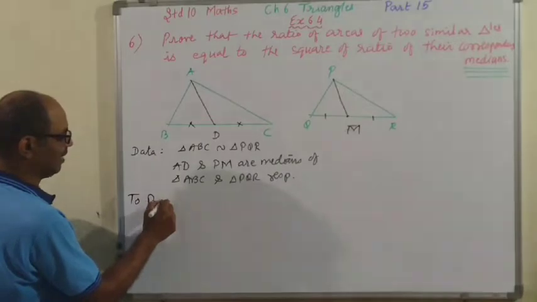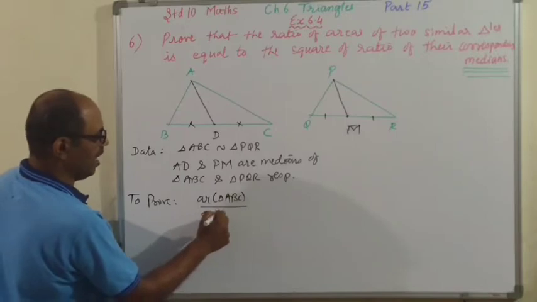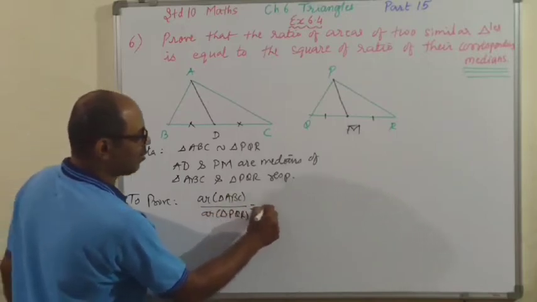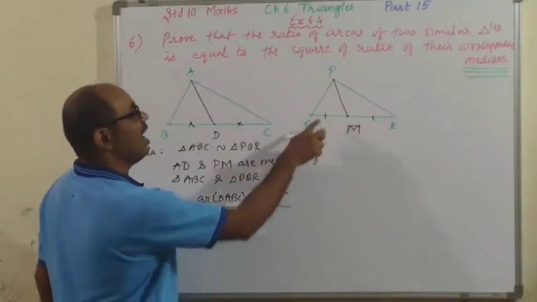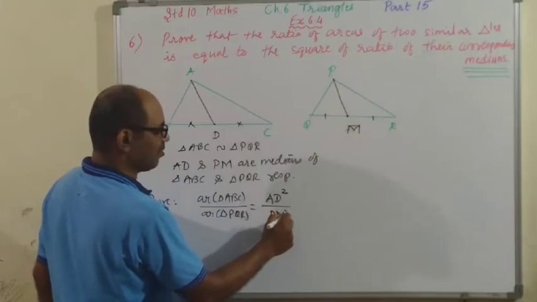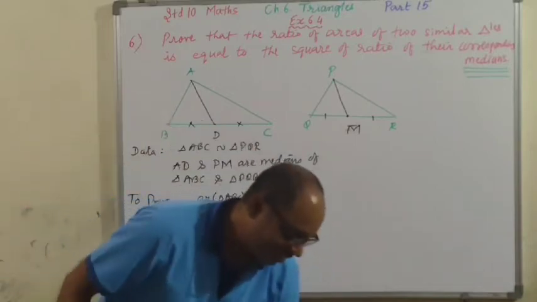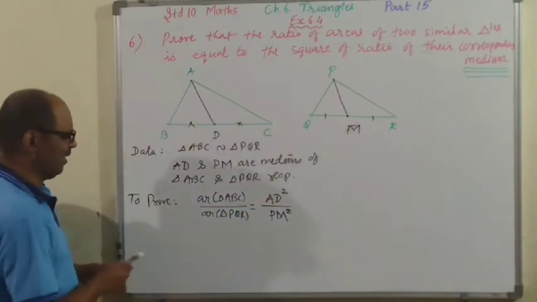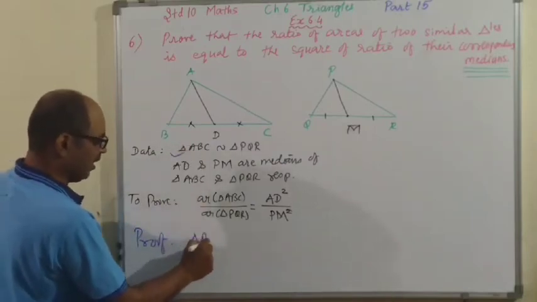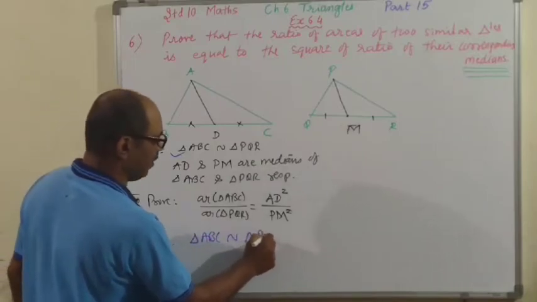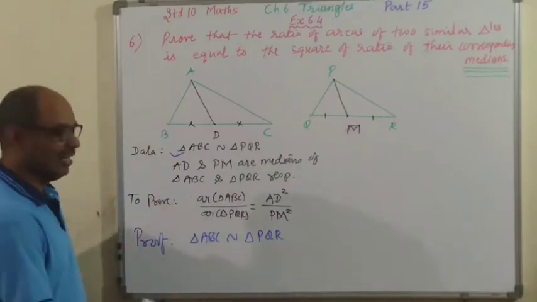Now to prove is very clear, children. Area of triangle ABC upon area of triangle PQR is equal to square of median of triangle ABC, that is AD square, and corresponding median is PM square. This is what you need to prove. Children, आसान है. Actually, we have already done this. Proof. Please, this is given. Triangle ABC is similar to triangle PQR. So we have theorem 6.6. Ratio of area ले लीजिए.